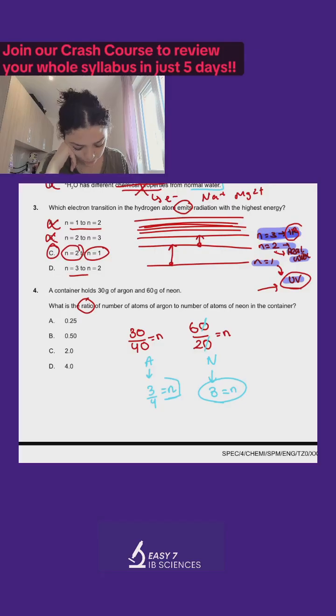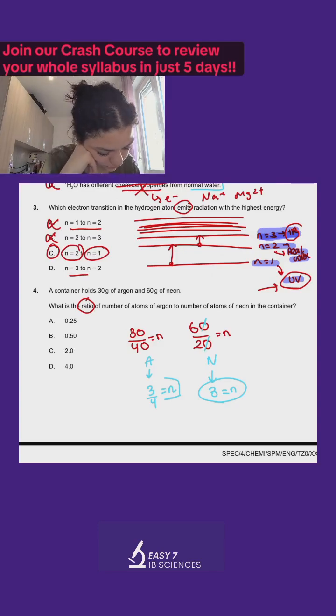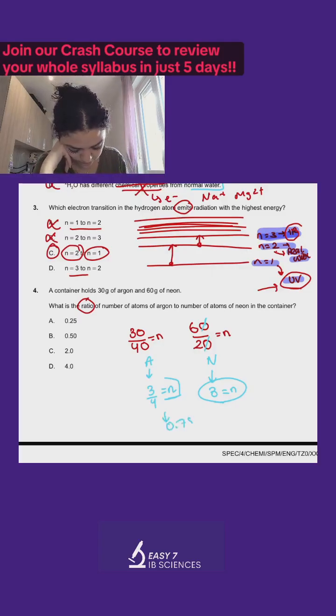So now that I have the moles, what am I going to do? I'm going to divide by the smallest one. The smallest one, of course, is not going to be... Sorry, I'm just doing it on the calculator quickly. So this is equal to 0.75. So I divide this by 0.75. Okay. So 3 to 4 to 3. This can be argon. This can be neon. Okay, so what's the next step? I'm trying to find the ratio between argon and neon.